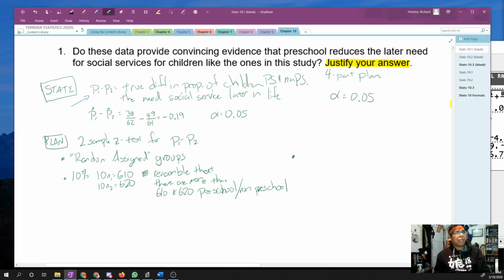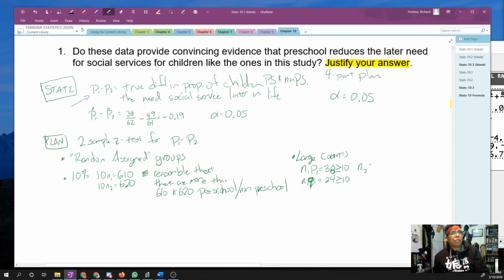The last one is large counts. So n1 p1 hat is equal to the number of successes. That's for the first group, the preschool group, that is 38. Certainly greater than or equal to 10. So that means n1 q1 hat has got to be equal to, why did I write 30? That's supposed to be 38. So 38 from 62, that is 24. So 24 is definitely greater than 10.